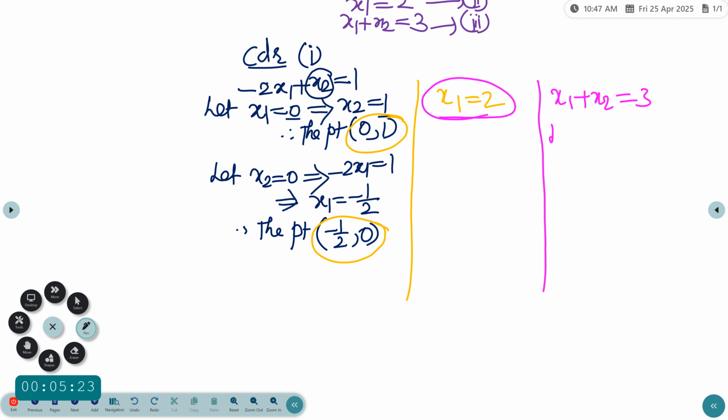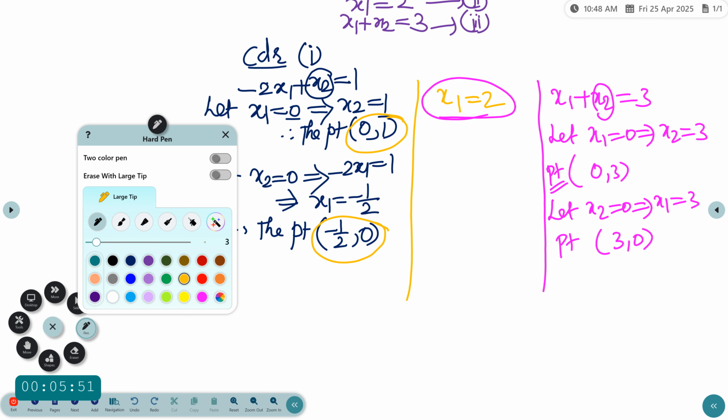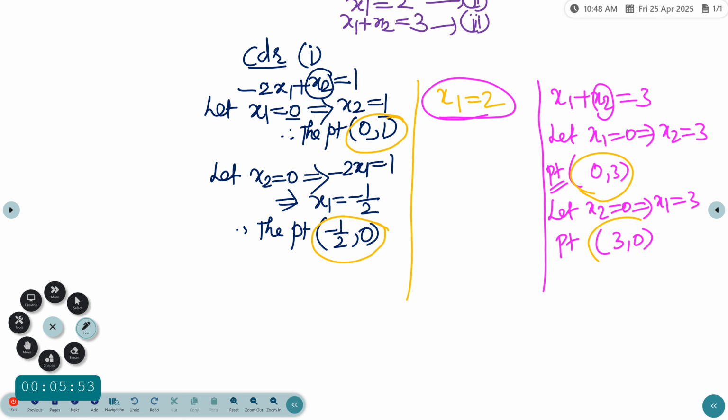Now try to find the vertices. As usual method, let x1 equal to 0, then the remaining is x2 equal to 3. So this point is 0 comma 3. Then consider x2 equal to 0. Then x1 equal to 3. Therefore, the point is 3 comma 0. Now we are getting 2 points for this third constraint. The 2 points are 0 comma 3 and 3 comma 0. Now let us try to draw the graph using these points.